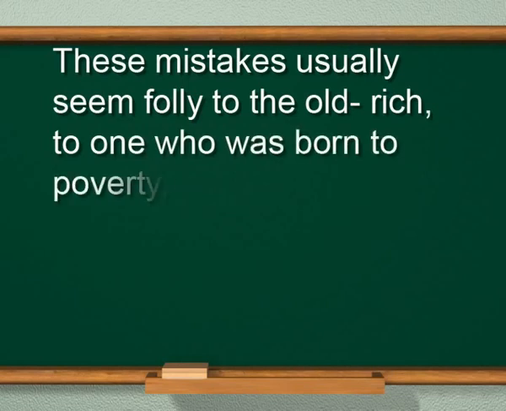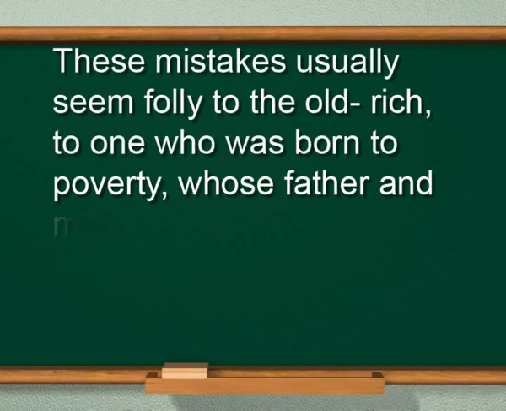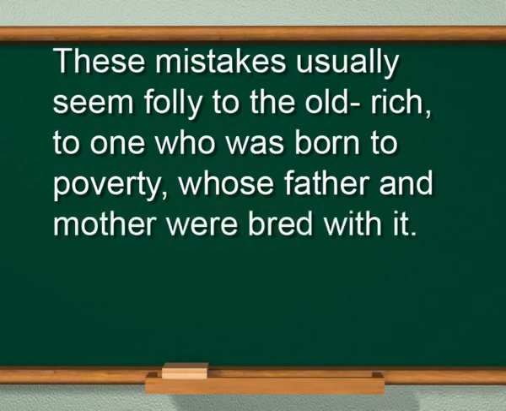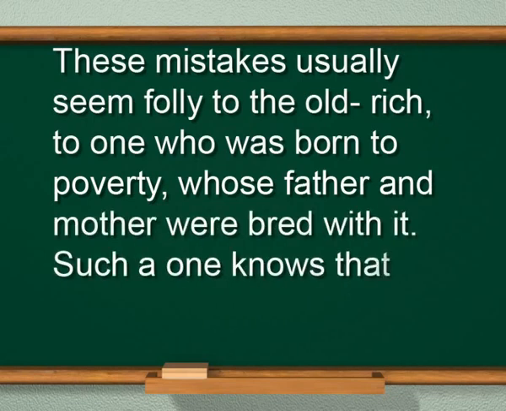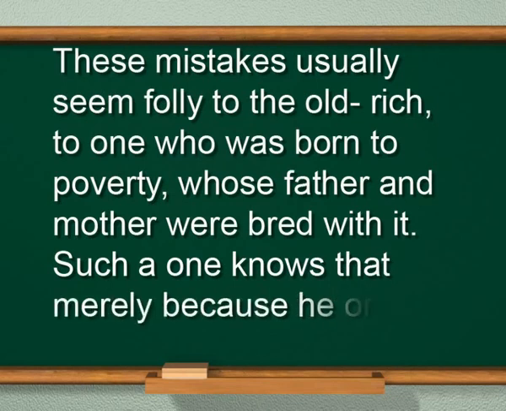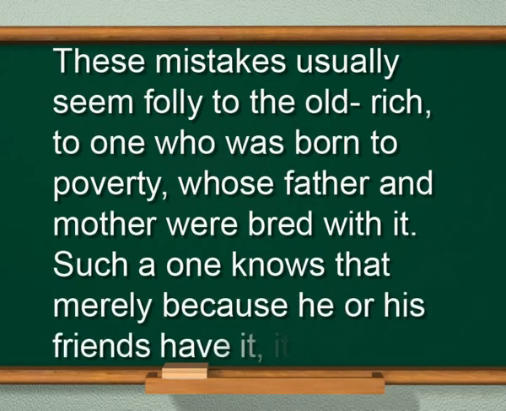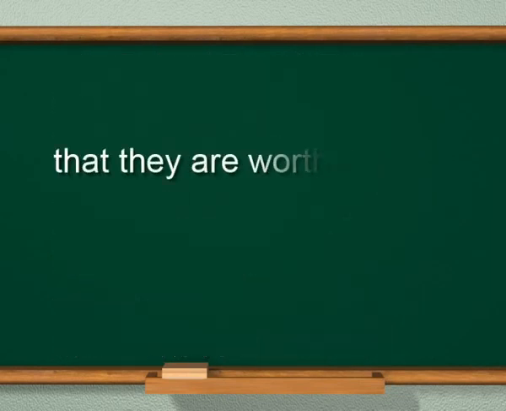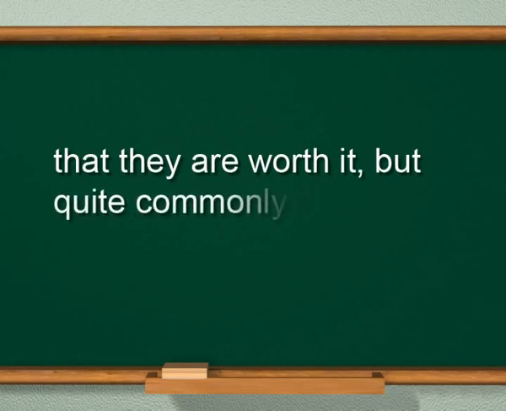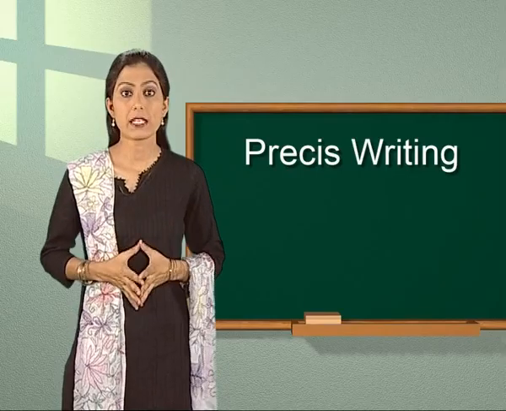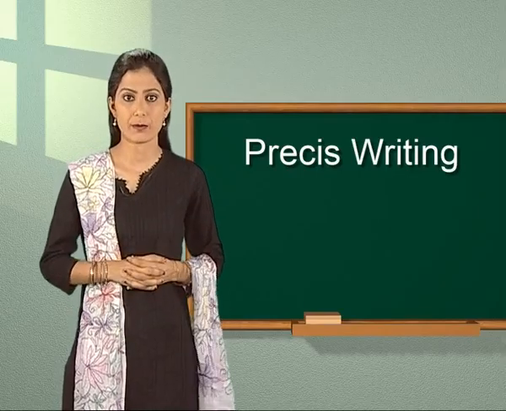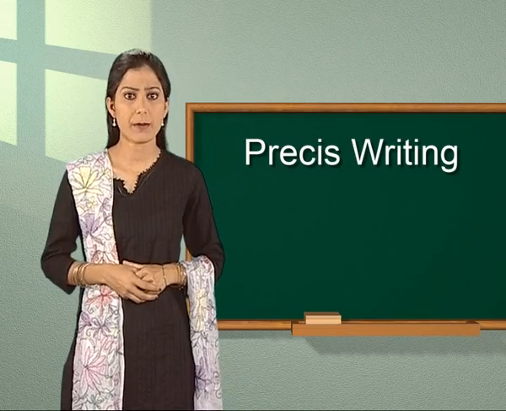These mistakes usually seem folly to the old rich, to one who was born to poverty, whose father and mother were bred with it. Such a one knows that merely because he or his friends have it, it is no sign that they are worth it. But quite commonly, the contrary. Students, now look at the following passage. Doesn't it present the gist of the passage?